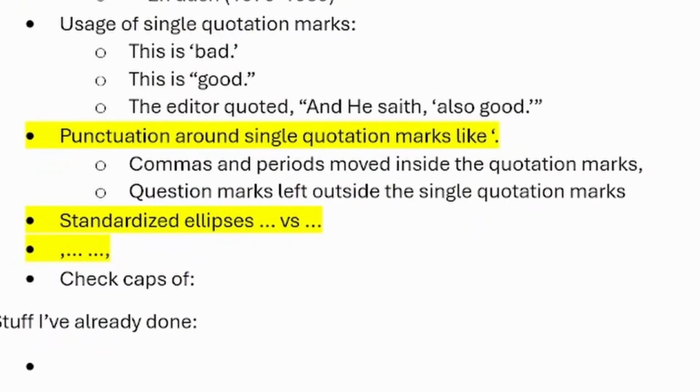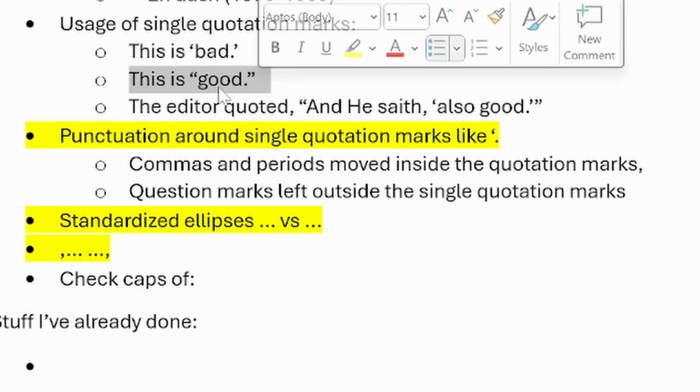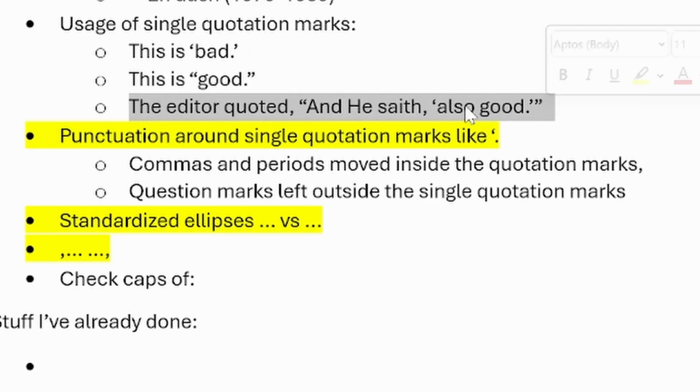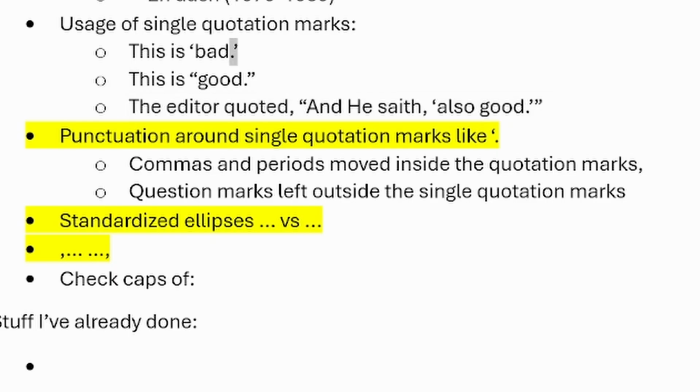Alrighty, a quick note about single quotation marks. This is bad usage if you just have a single quotation mark alone in the sentence. In that scenario, you would want to use a double or a normal quotation mark instead. So usually the only time you would use a single quotation mark is nested inside another set of quotation marks.